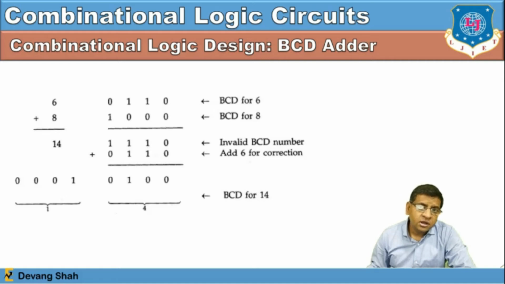So once you add plus 6, or the binary bits 0110, it can be converted into a BCD 14. You can see this 0110. If you add it to this invalid BCD number, you will have the next number as 1 and 0100. So that is represented as 14, right? That's the correct way of representation or conversion.